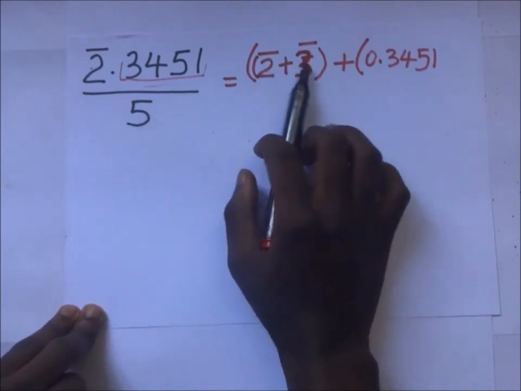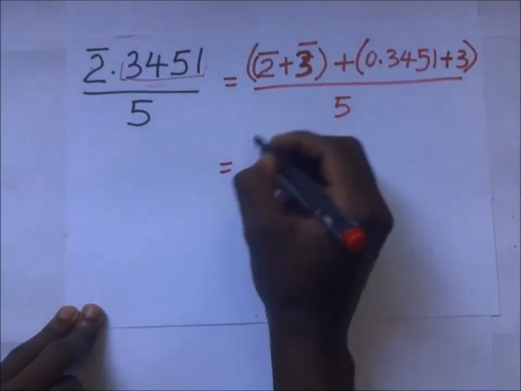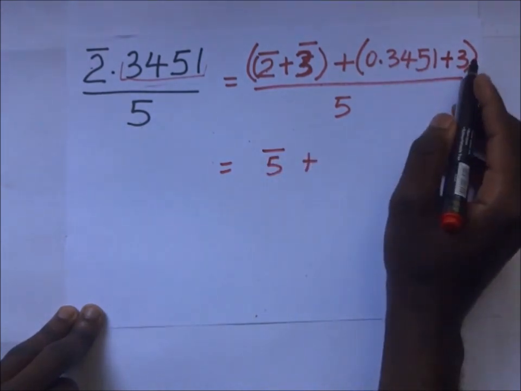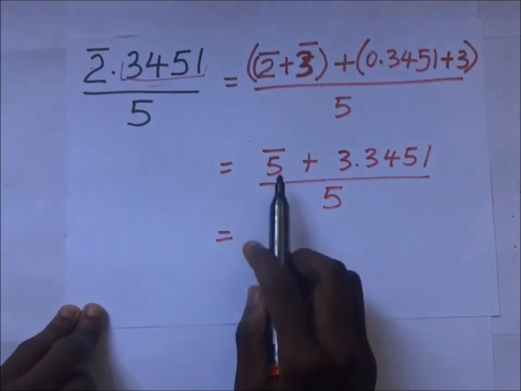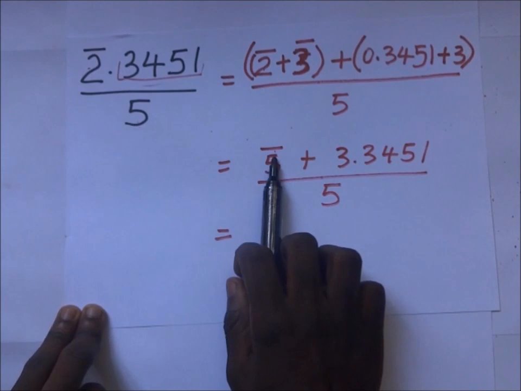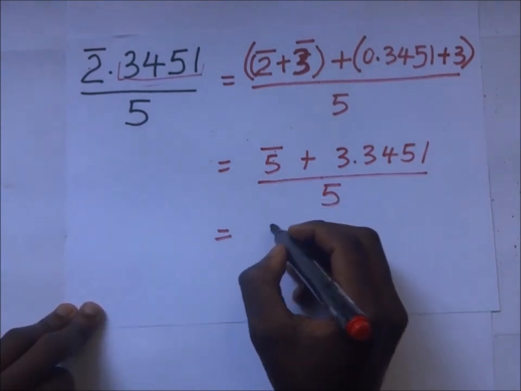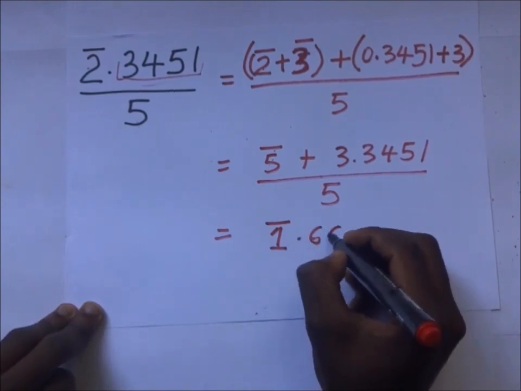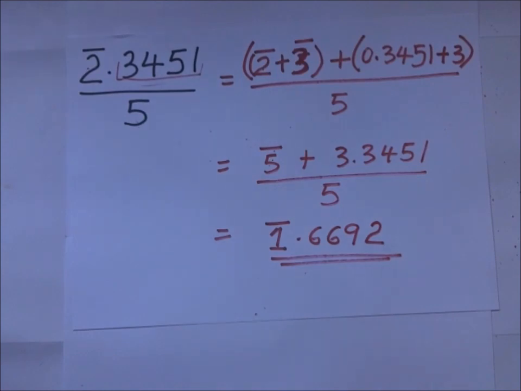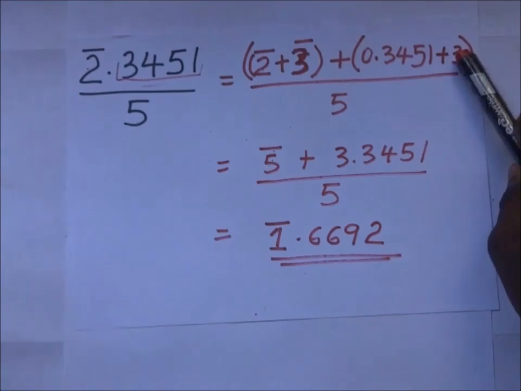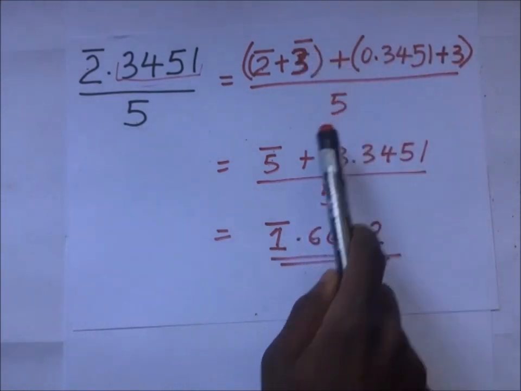So since we added 3 here, we are supposed to also add 3 right there. Divide that by 5. So we shall end up with 3 plus 2, which is 5 bar, plus 3.3451. Divide that by 5. So our answer here will be, of course, 5 bar divided by 5 is going to give us 1 bar plus 3.3451 divided by 5, which is going to give us 0.6692. So our final answer will be 1 bar 0.6692. The most important thing here that we need to take note of is that we added 3 to the characteristic, and also on the mantissa we added 3. Why? So that we are able to get these numbers divisible by 5.